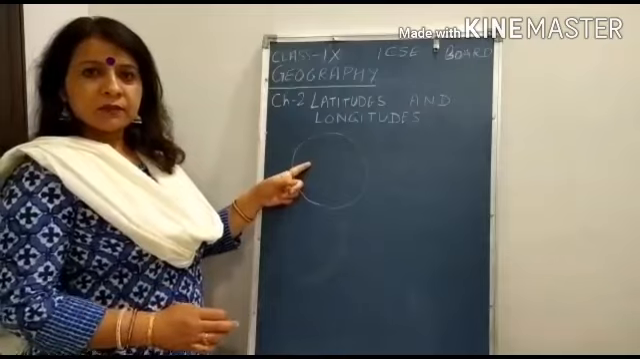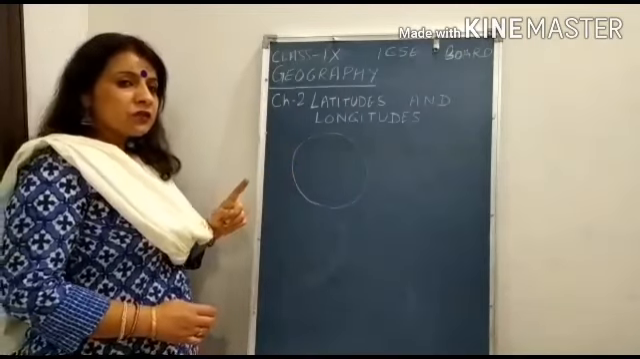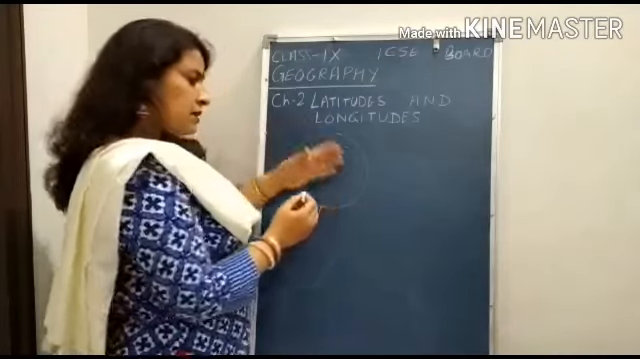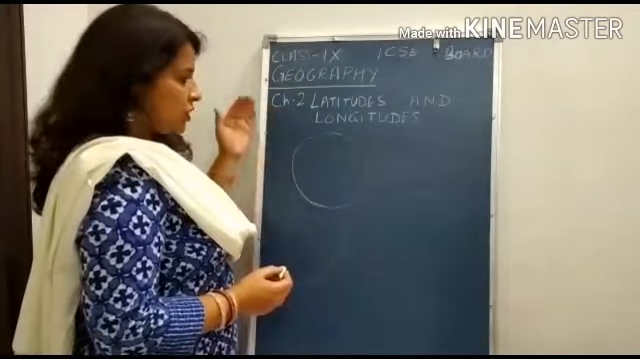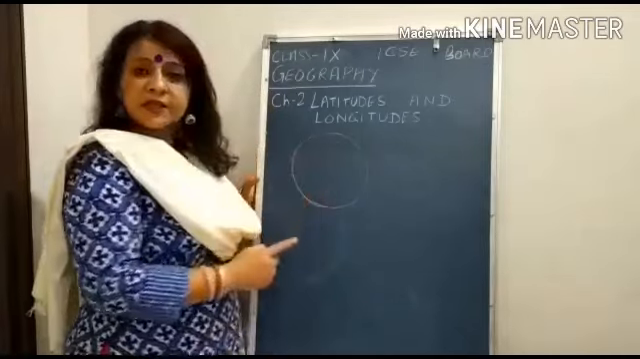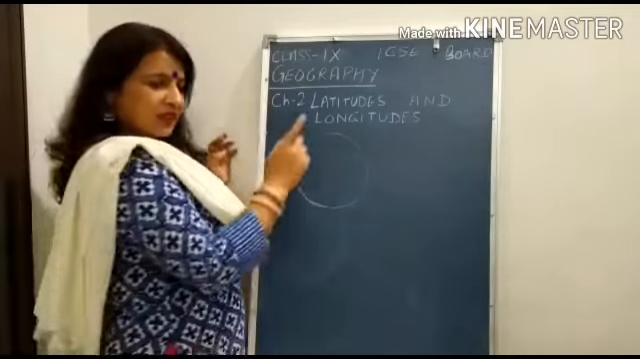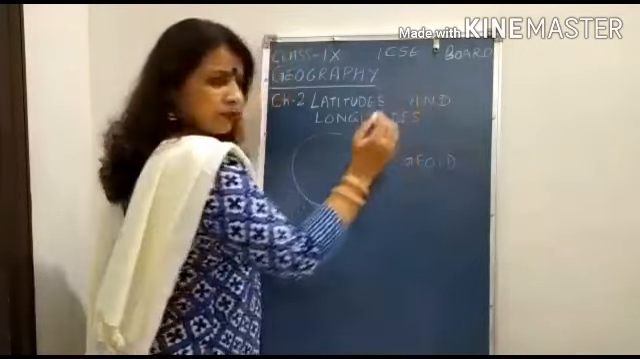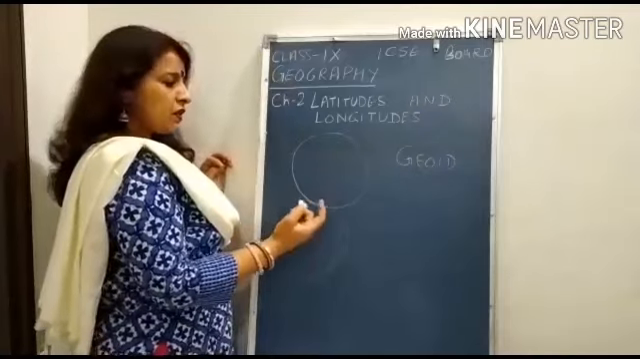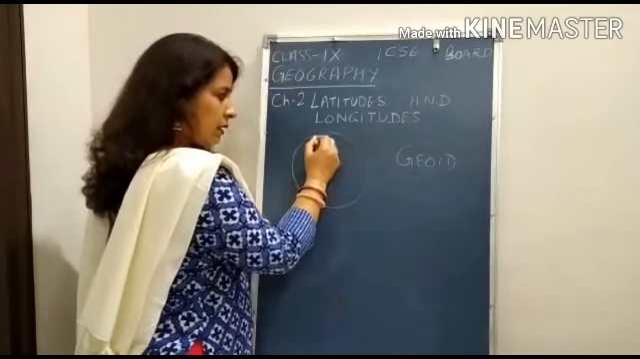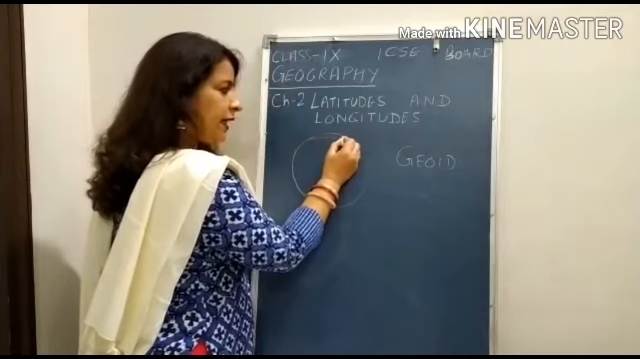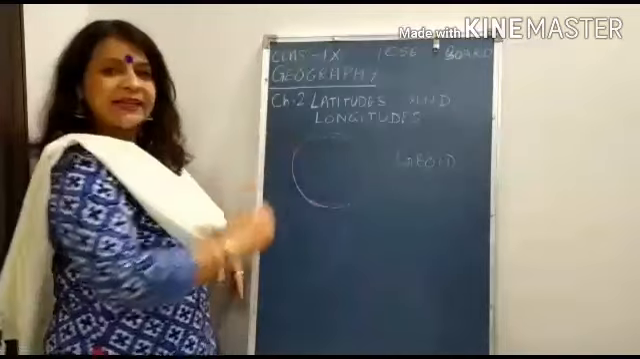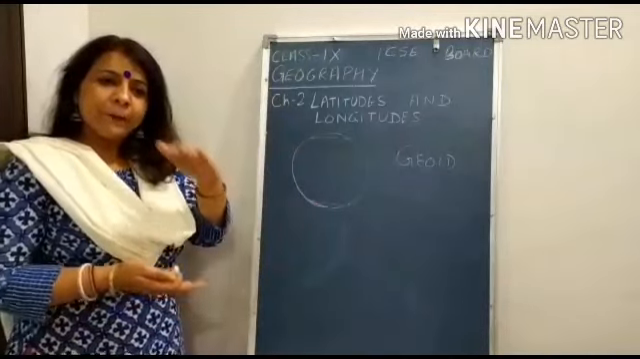our earth is not a sphere, not a ball. It means like I have drawn this, a round shape of the earth, but it is not exactly the same. It is geoid shape. Clear? Or we can call it oblique spheroid. So what do you mean by that? Yes, slightly flattened at the poles.